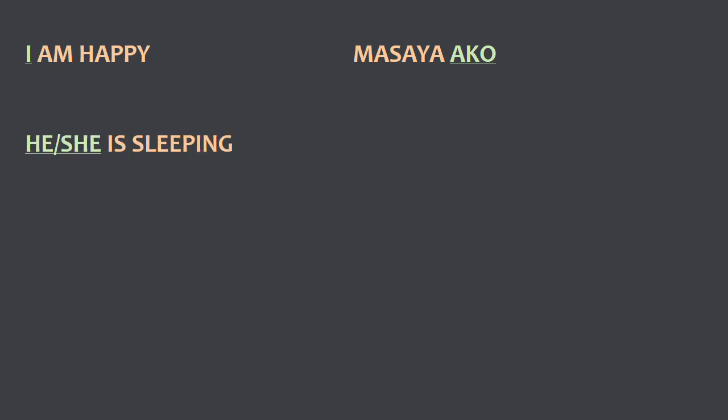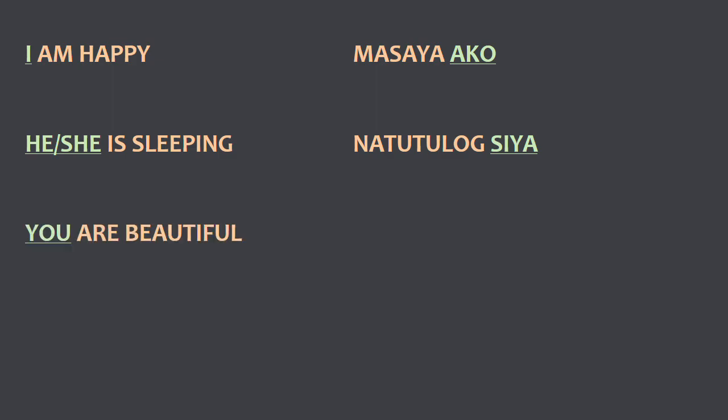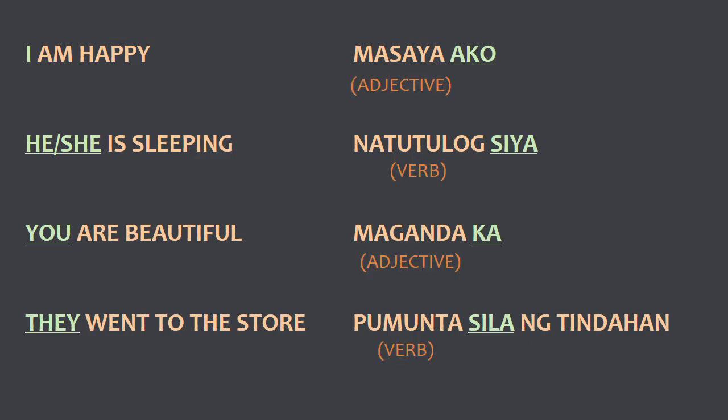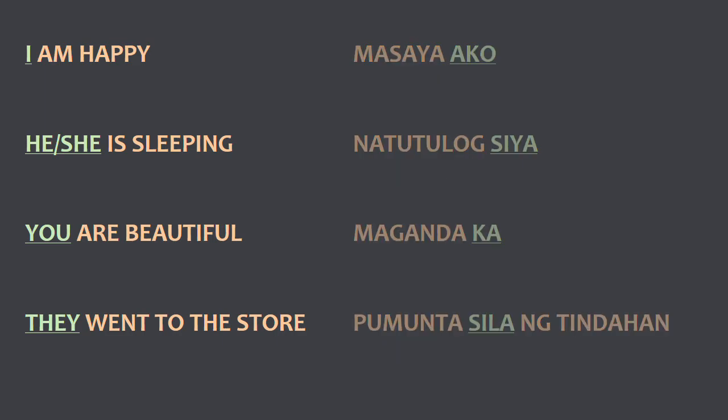I am happy is masaya ako. He or she is sleeping, natutulog siya. You are beautiful, maganda ka. They went to the store, pumunta sila ng tindahan. As you may have already noticed, we construct our sentences differently. The subject comes after the verb or the adjective. Although there's another way of forming these sentences in Filipino.